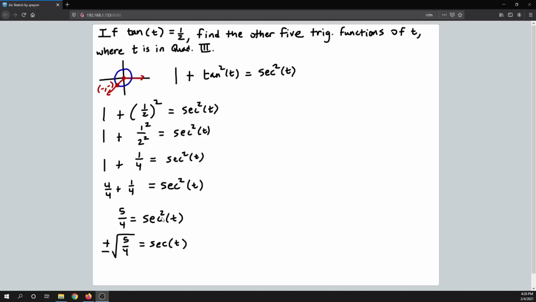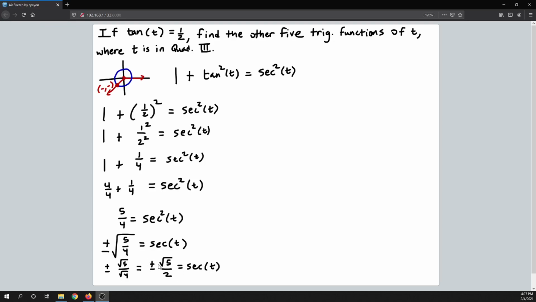I'm going to split this up into square root 5 over square root 4 because I do not want to leave a fraction underneath the radical sign. And the square root of a fraction like this would be the square root of the top over the square root of the bottom. And then the square root of 4 is 2. All right. Okay, so now I know that the secant of t is either equal to plus or minus the square root of 5 over 2.